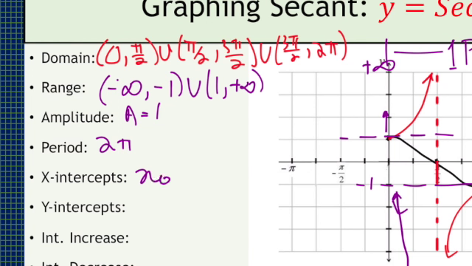X-intercepts, we better not have any, because they should turn into asymptotes. And we are going to have a y-intercept, right at 1. So 0, 1 is our y-intercept. Let me get my purple color right there. Perfect.